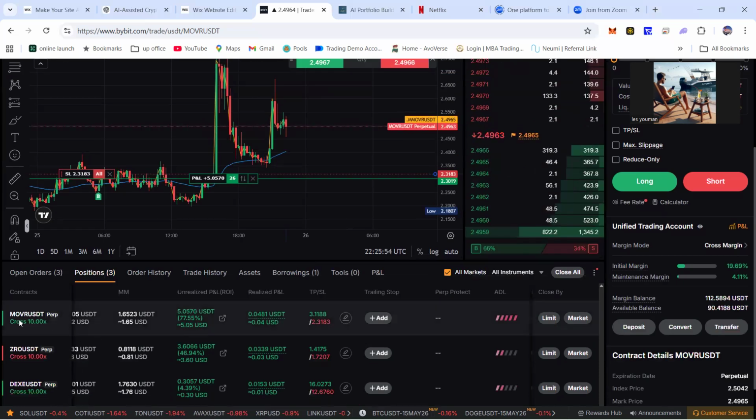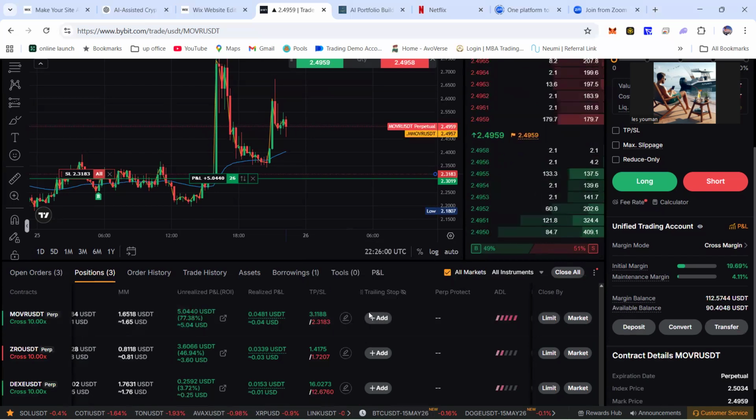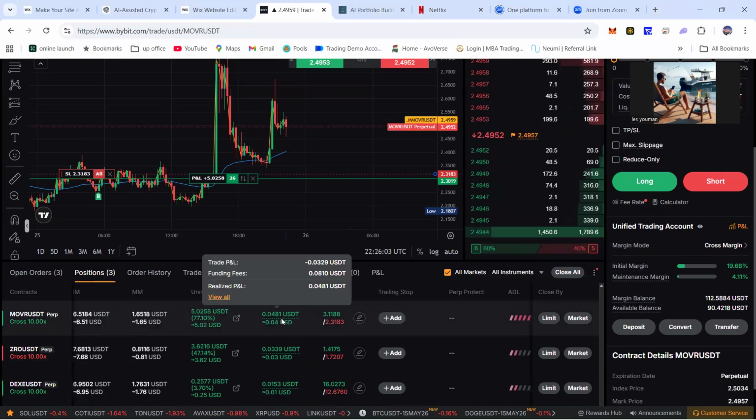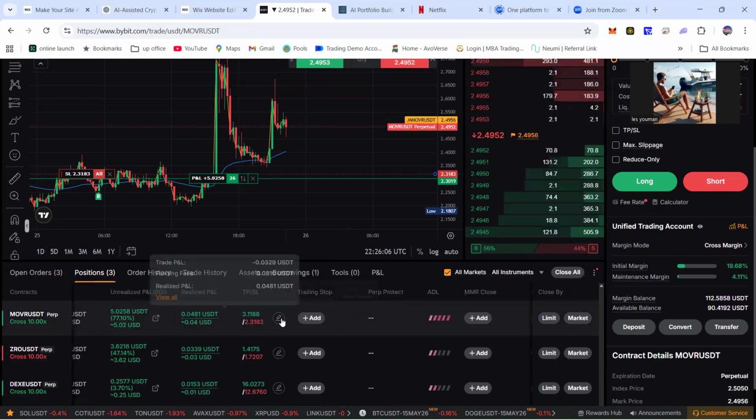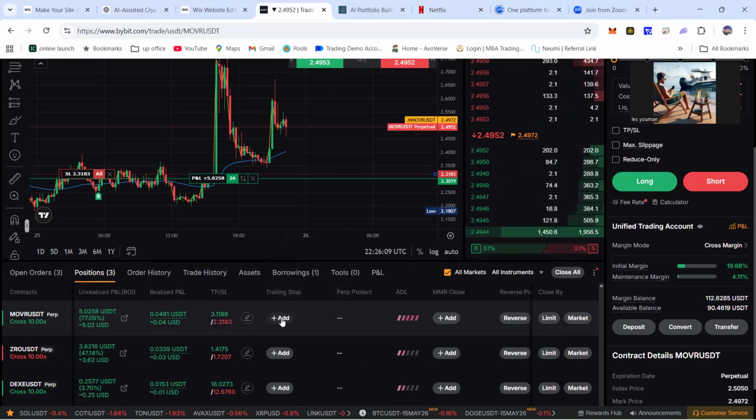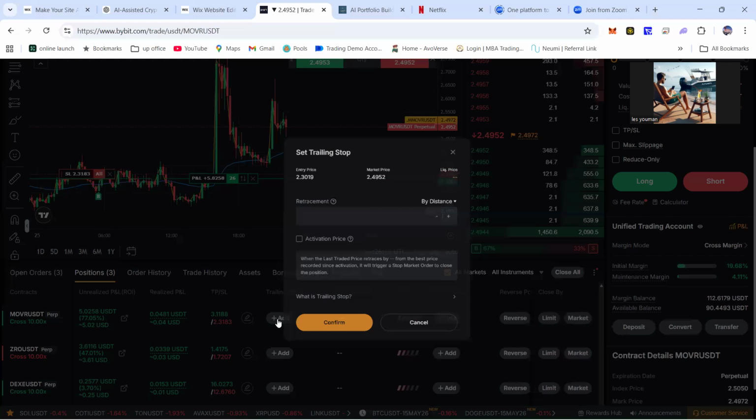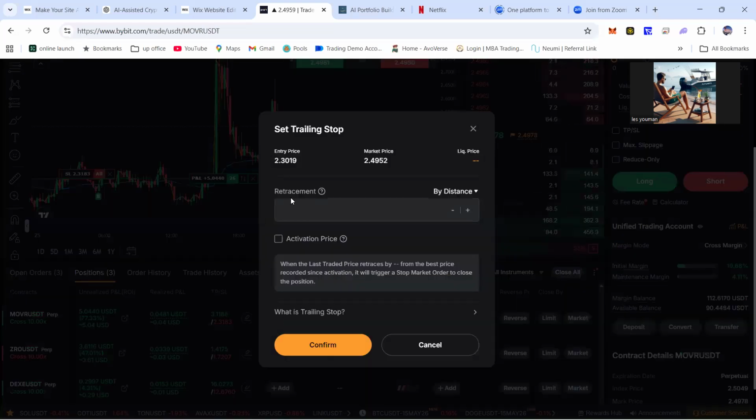To add it, we just need to find the trade, and under the trailing stop loss column, you can just scroll along to see extra columns that you might not have visible. We just click add trailing stop. So it tells us our entry price, what the current market price is. Don't worry about that too much. You need to put in a dollar value here, and that's the price that it's going to tag along behind on. So let me show you how to calculate that.